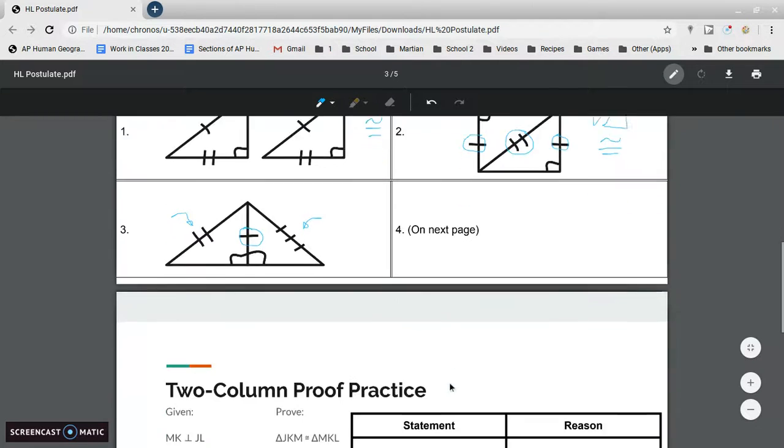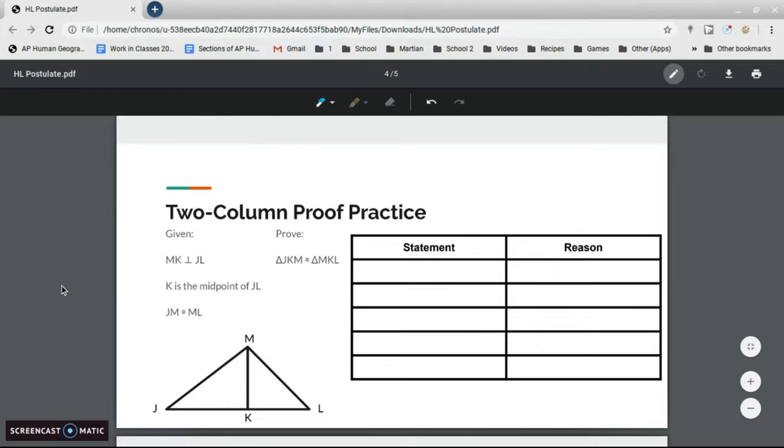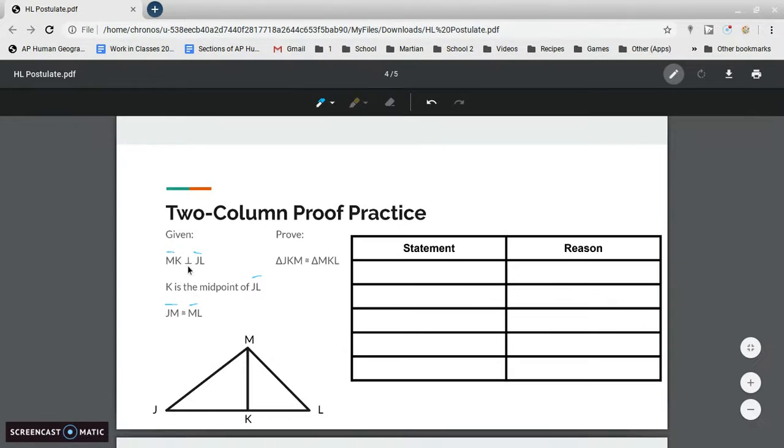On the next page, we have number 4, which is two-column proof practice. Okay, so some of these things didn't come out, so sorry about that. There we go. Okay, so it's given that MK is perpendicular to JL, K is the midpoint of JL, and JM equals ML. This is why we learned the other units before this one, because you learned what perpendicular and congruent meant. And you need to prove that these two triangles are congruent.